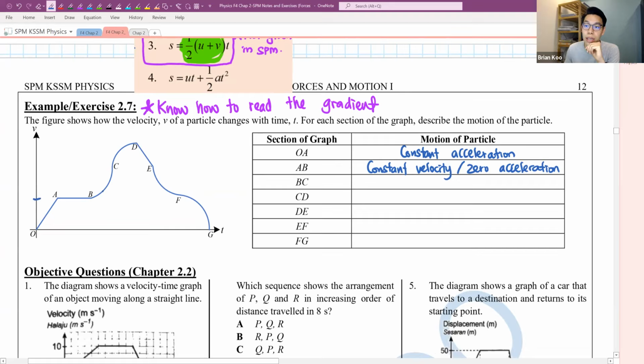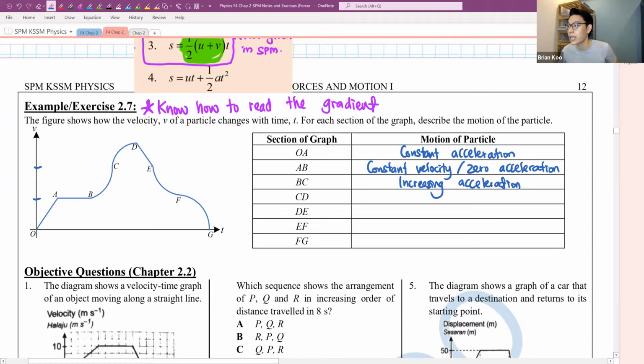From B to C, do you see that it speeds up? It goes up, it speeds up. So it's confirmed an acceleration, but what type of acceleration is it? The gradient is curving upwards. It's going to be more and more dramatic. At first, it's flat and curves up. Okay, flat and curve up means what? Increasing acceleration.